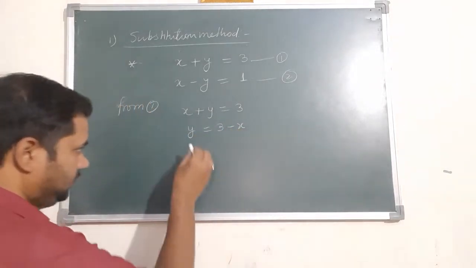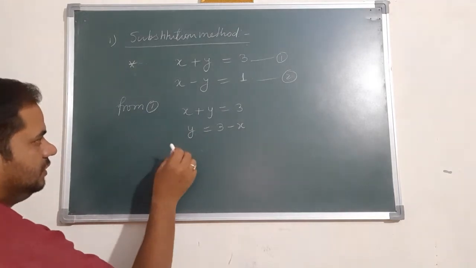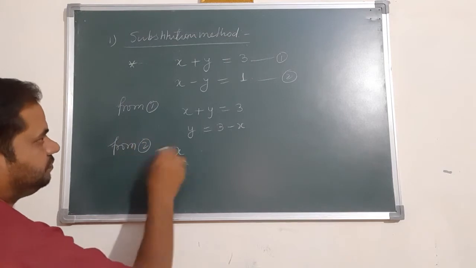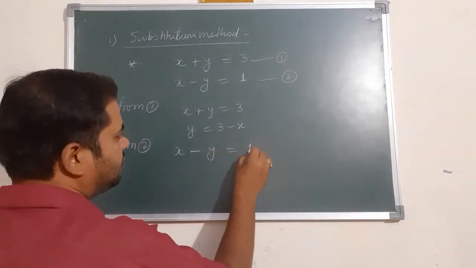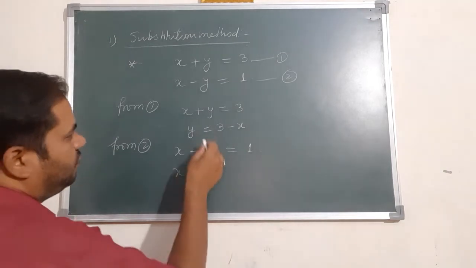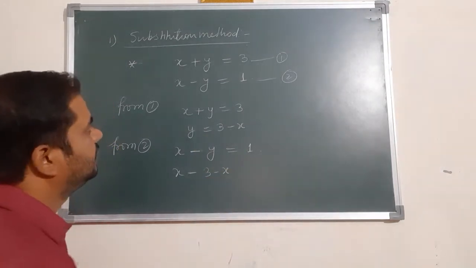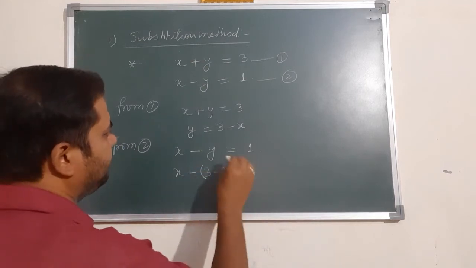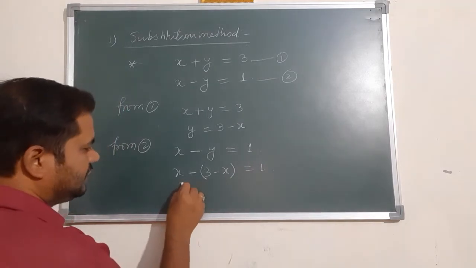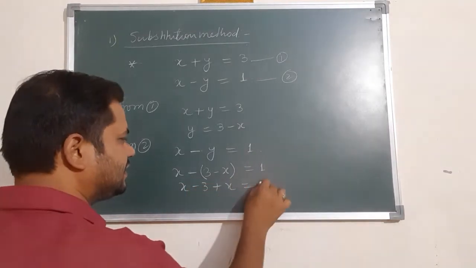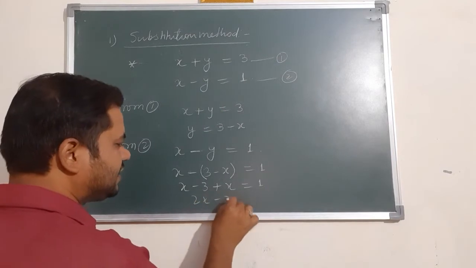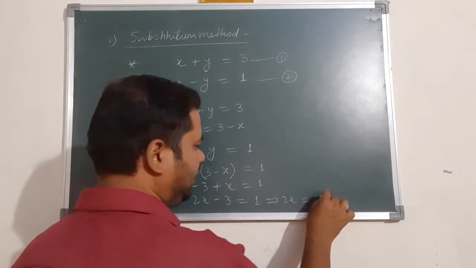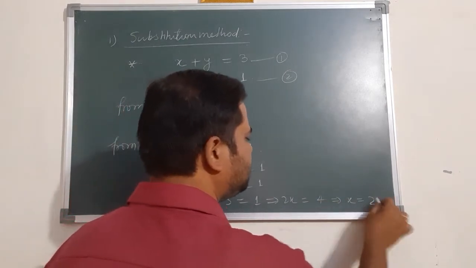Putting this value in the second equation, x minus y is equal to 1, and y is 3 minus x, so x minus (3 minus x) is equal to 1. So this is x minus 3 plus x equals 1. So 2x minus 3 is equal to 1. So 2x is equal to 1 plus 3, that is 4. So x will be 2.